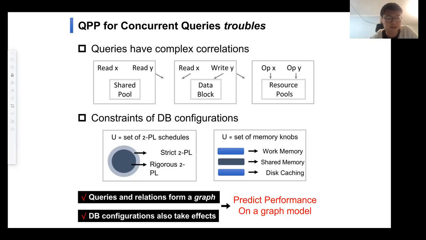Besides, the database configurations can also affect the query performance. For example, two-phase locking can take much more time than the general locking. And some system parameters like the memory or I/O control can also affect the performance significantly. So in short, the query operators and their correlations and configuration constraints actually form a graph model of various structures. So we need to predict the performance on the graph model using both the query and database features.